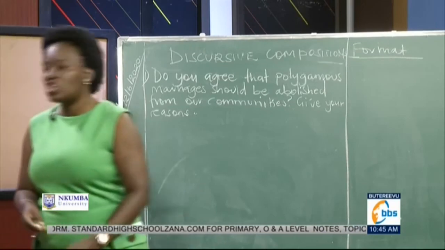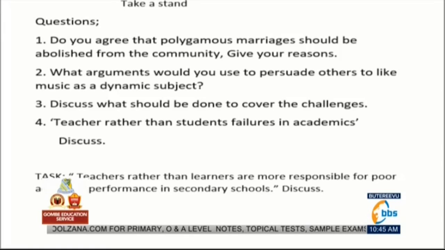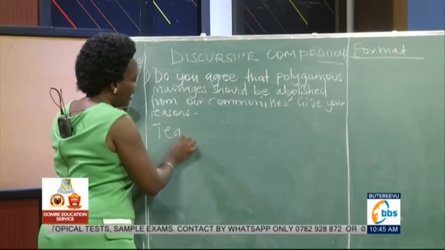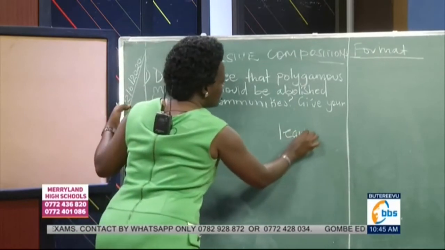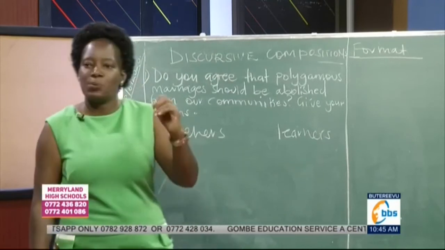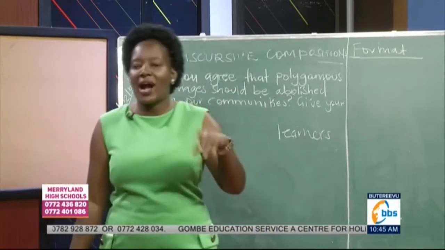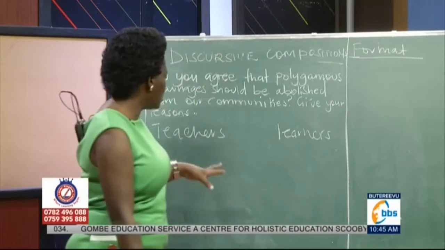So we are saying teachers rather than learners are more responsible for poor academic performance in secondary schools. Discuss. So here we have two parties. We have the teachers and then the learners. So who do you think is more accountable? Who do you think is more responsible for the poor academic performance in secondary schools? So this is what basically we're going to look at.